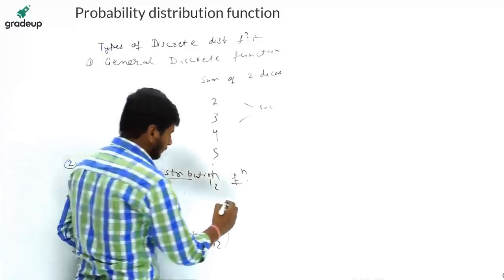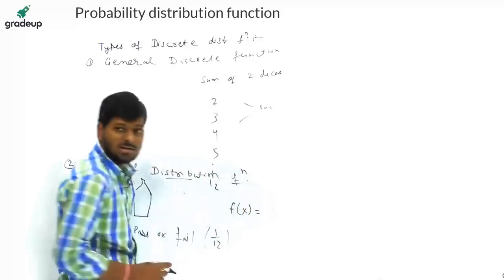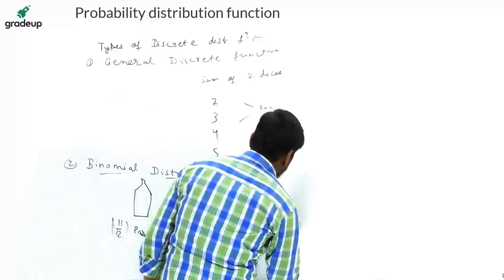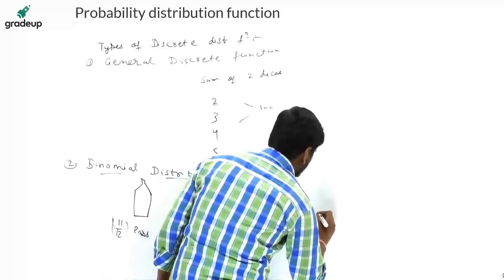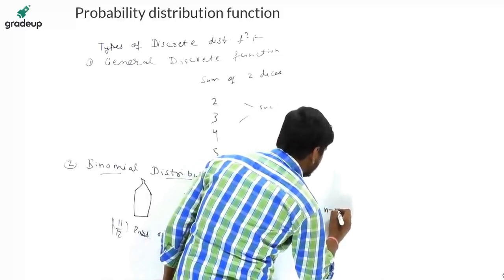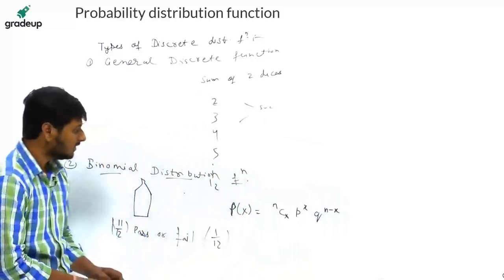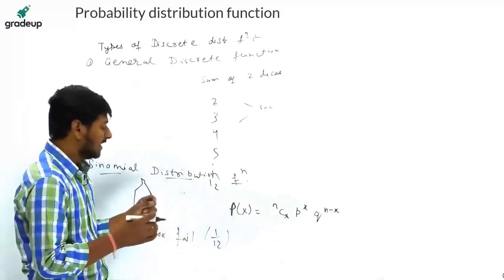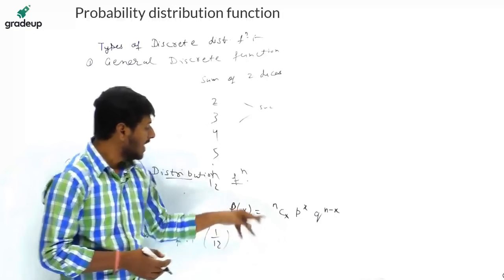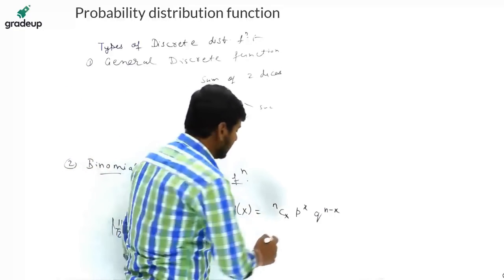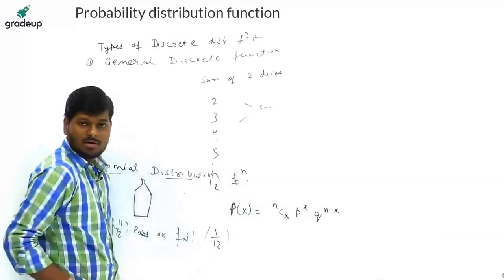What is the formula? First we will see the distribution. The distribution will be nCx P to the power x Q to the power n minus x. This is the probability of x. What is x here? X is the number of bottles that we are experimenting on. Suppose we are experimenting on 2 bottles only, so x will be 2. N is the total number of bottles. P is the probability of passing, and Q is the probability of failure.